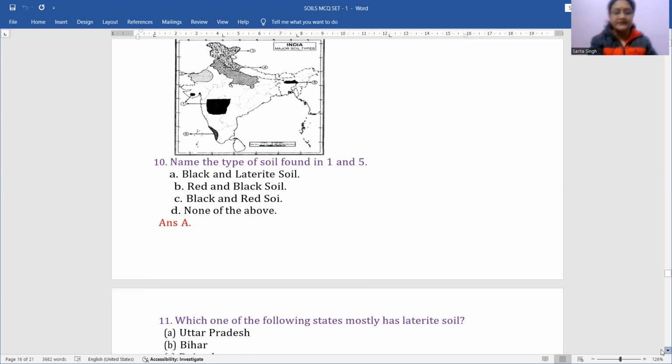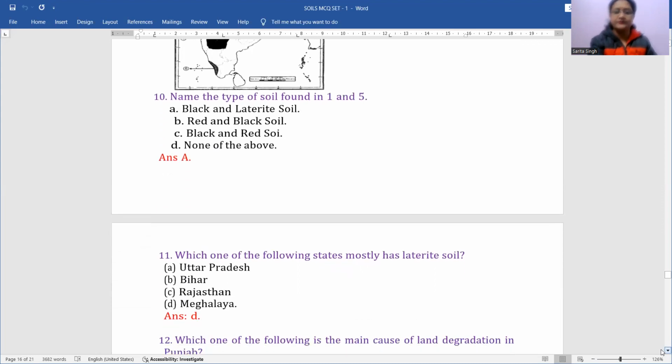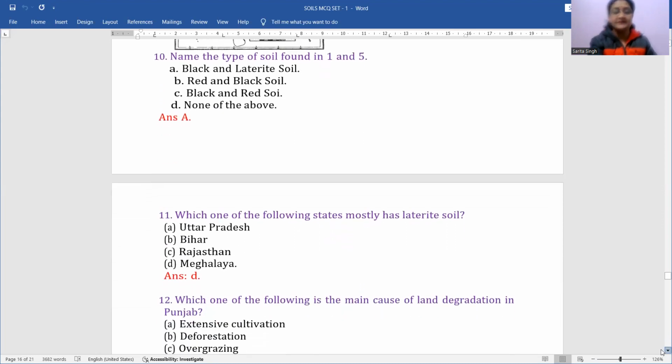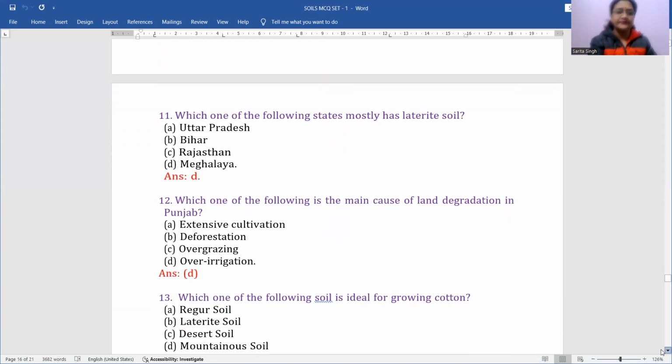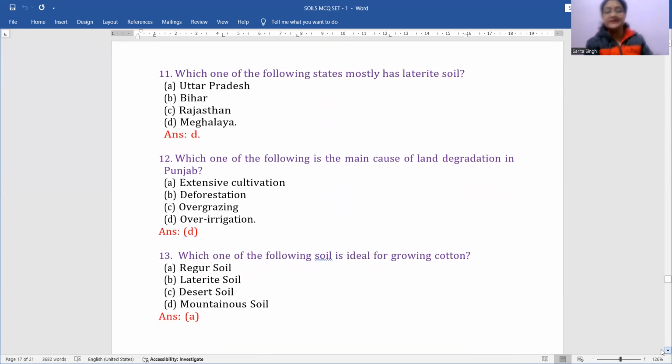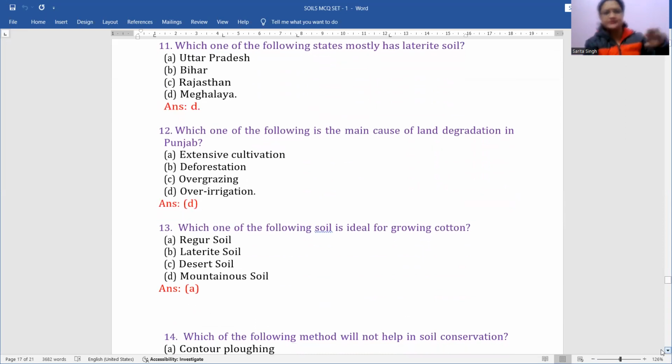Okay, now let's talk about the next question. Which one of the following states mostly has laterite soil? इसमें correct answer आपका होगा मेघालय. ठीक है? Because all the other states are covering the northern plains, which is not actually having the laterite soil, except extreme western part.